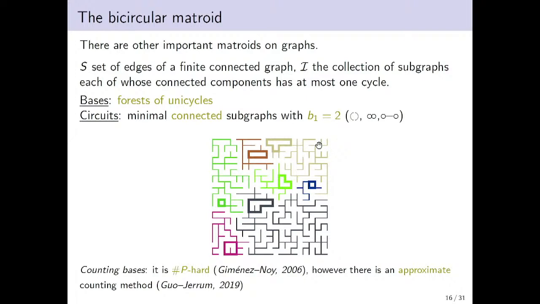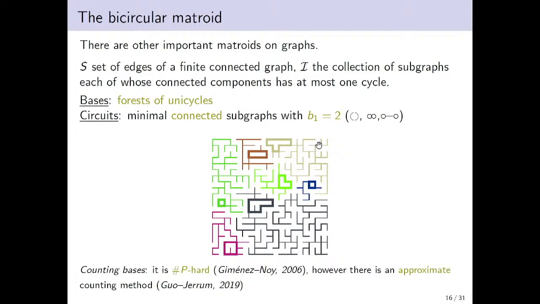But however, recently, Guo and Jerome have shown that you can find an approximate counting method to count them. So this is a matrix which somehow behaves very differently from the circular case. And by the way, just the name, it's called bicircular because the circuits are these bicycles, I mean these two cycle graphs.